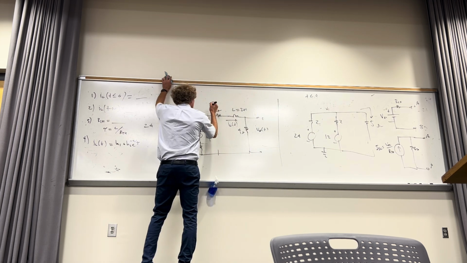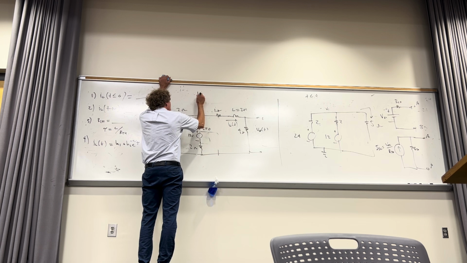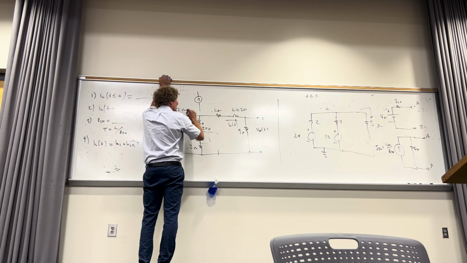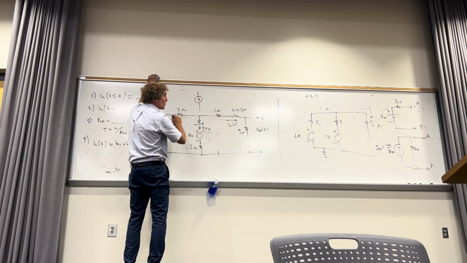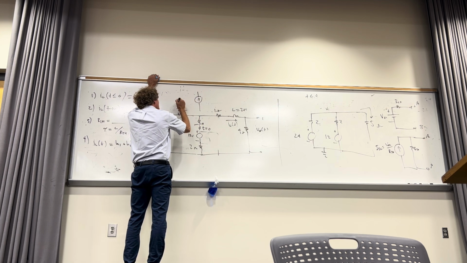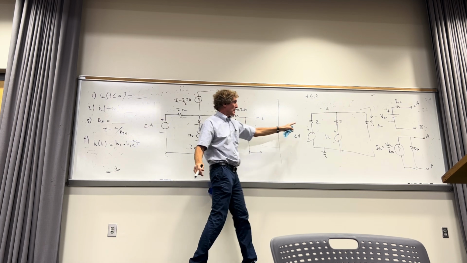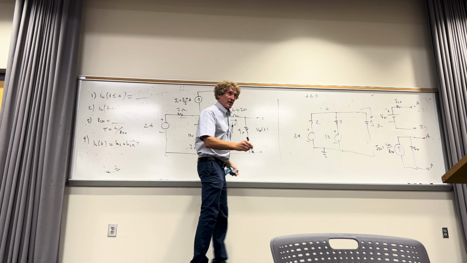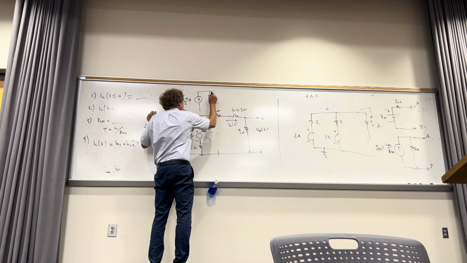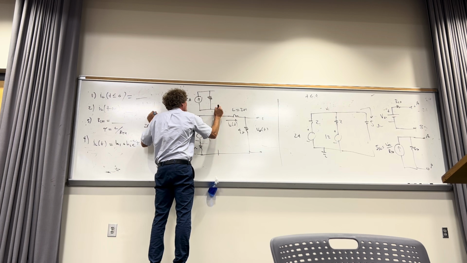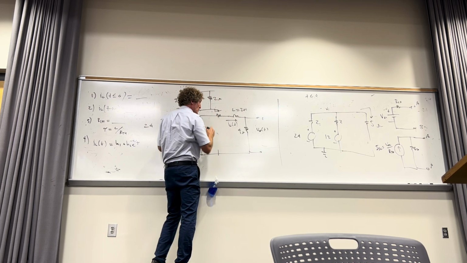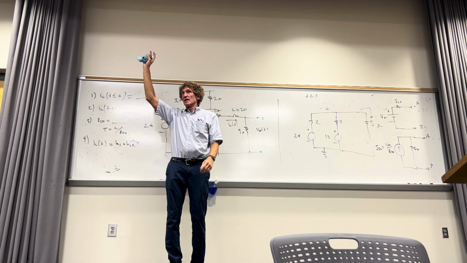I can replace that with a current source going up. All right, and that current would be 24 by 2. So this current right here, call it I1, would be 24 by 2 amps. Then you take that 2 ohm resistor and put it in parallel. You with me? How many see this?